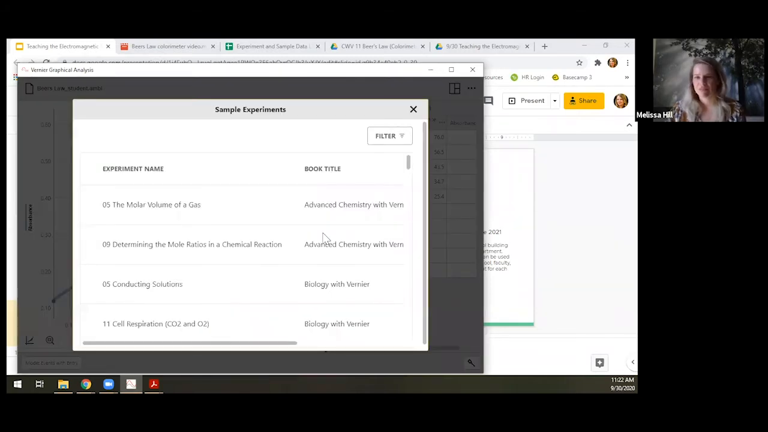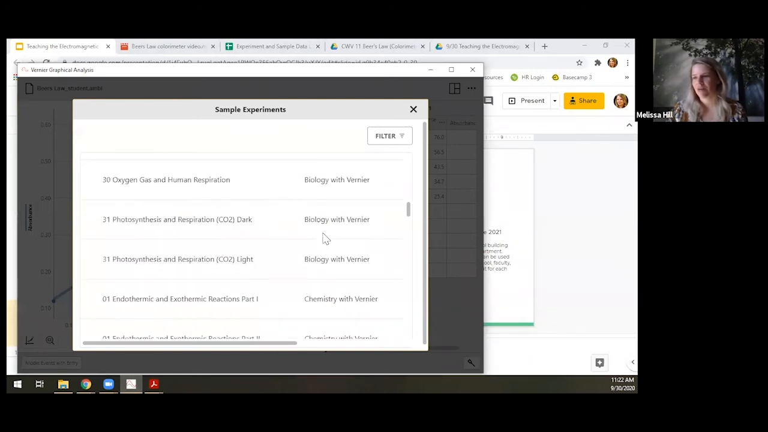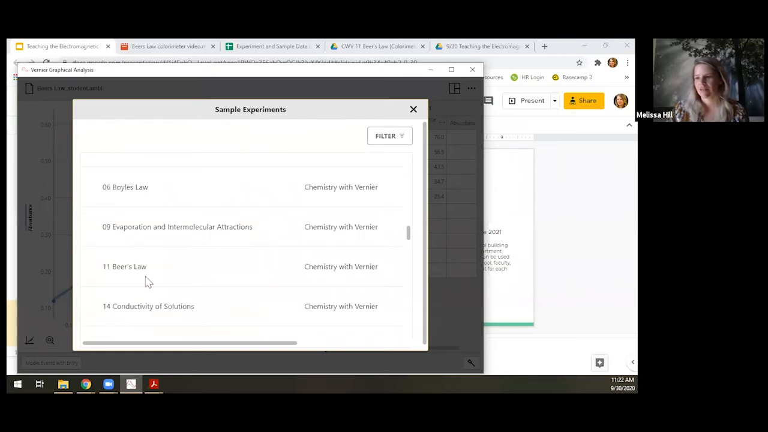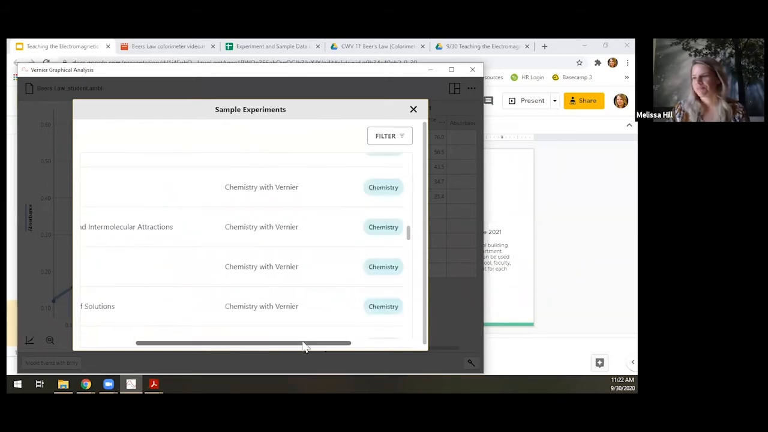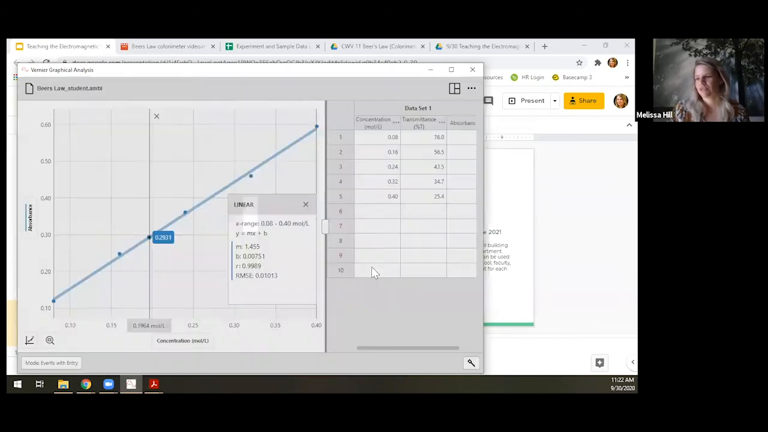We have some sample experiments here for you to download, and Beer's Law just happens to be one of them. If you scroll down, or you can filter to chemistry, you can see a lot of our samples. Then you scroll over and make sure you've downloaded it or play the Beer's Law file.